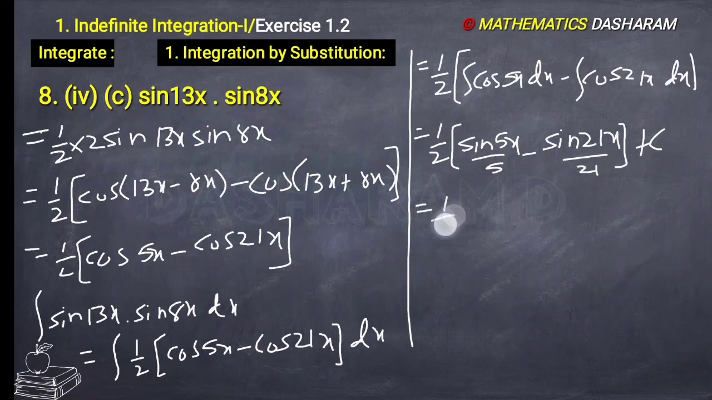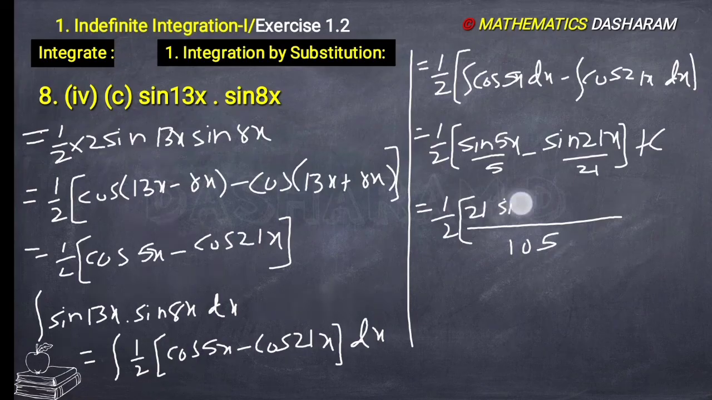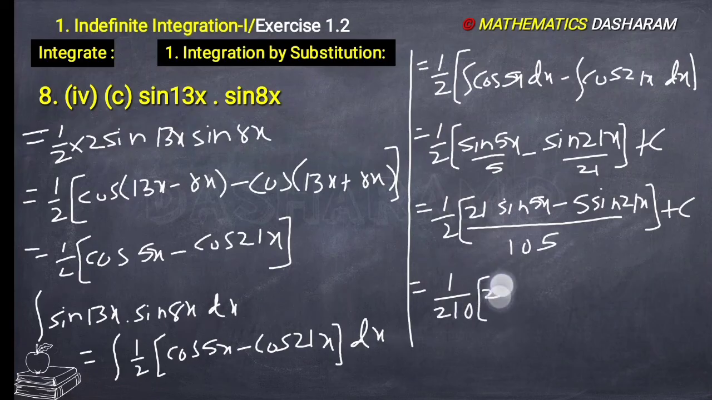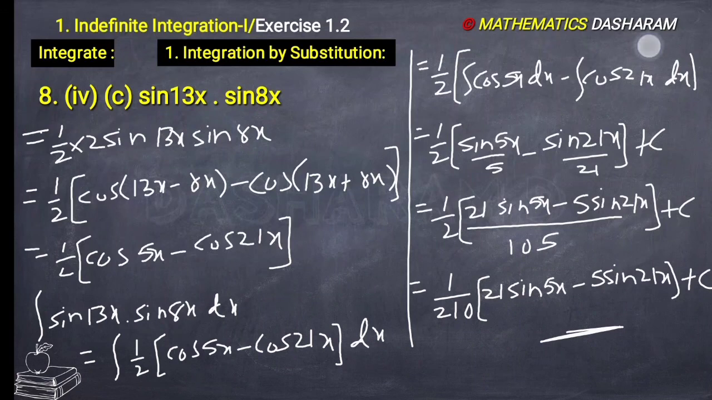So it is equal to 1 by 2 bracket of the LCM of 5 comma 21 is the product of 5 and 21. So 5 ones are 5, 5 twos are 10. Then here 21 sin 5x minus 5 sin 21x plus c. 1 by 2 into 105, 210, bracket of 21 sin 5x minus 5 sin 21x plus c is our required answer.